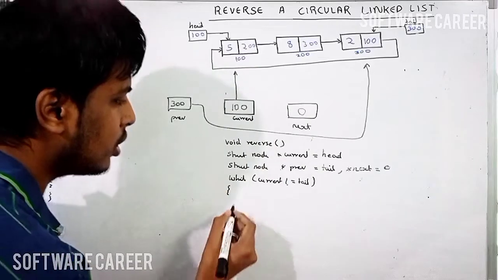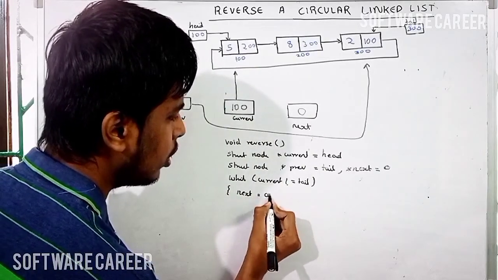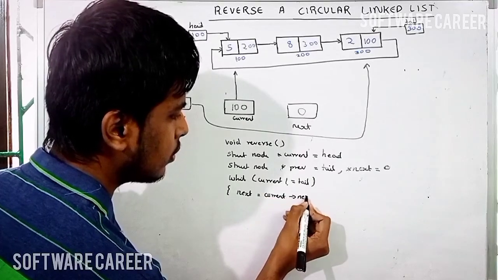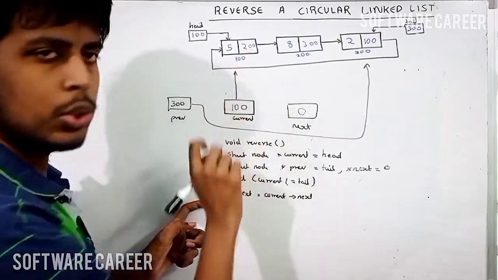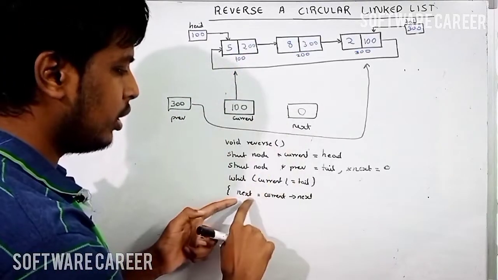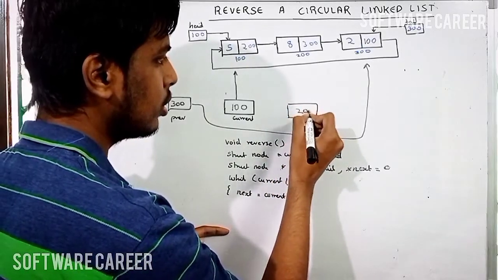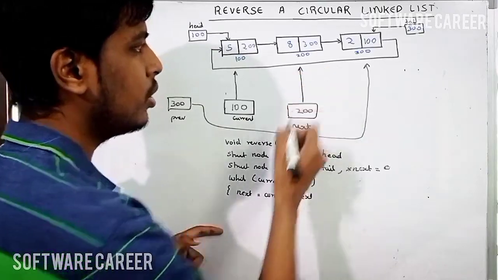So I am writing the code. See here, next equals current next. Now see, what is current next? Current is 100, and 100's next is 200. Now 200 is stored in the next pointer. Now this next pointer is pointing to the second node.